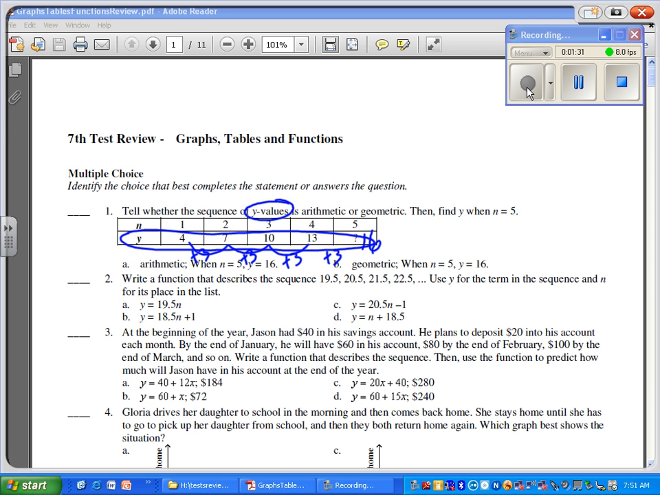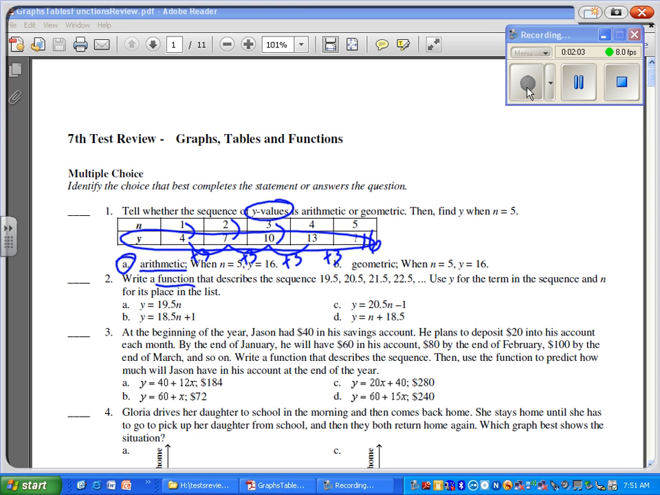Now we see that the answers for A and B both have y equals 16 when n equals 5, but we need to make sure we understand what kind of sequence this is. Because we are adding the same thing every time, it's going to be an arithmetic sequence, and when n equals 5, y equals 16. This has nothing to do with the relationship between the position of the number and the number itself. But on number 2, that's what we're doing.